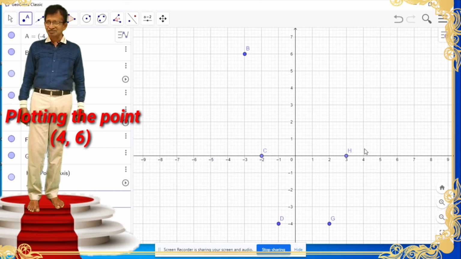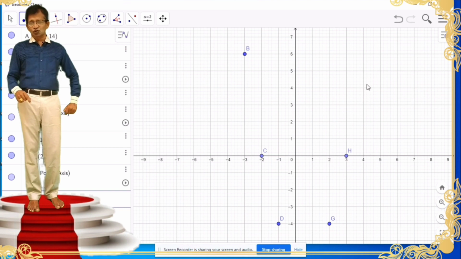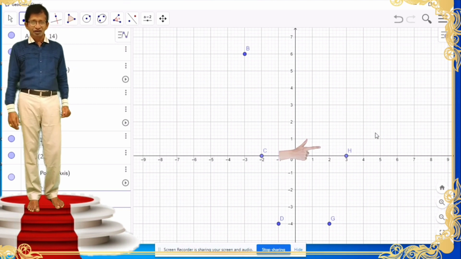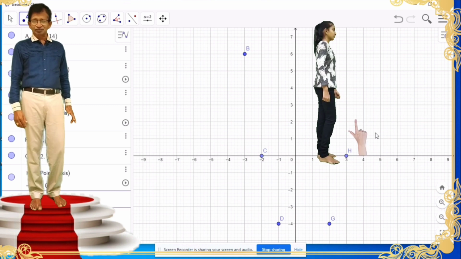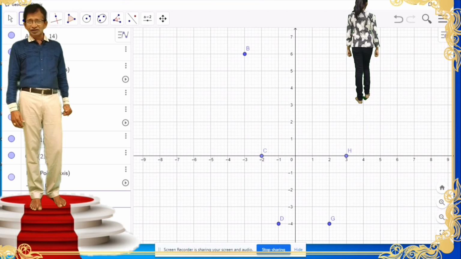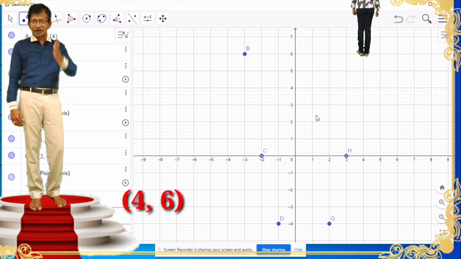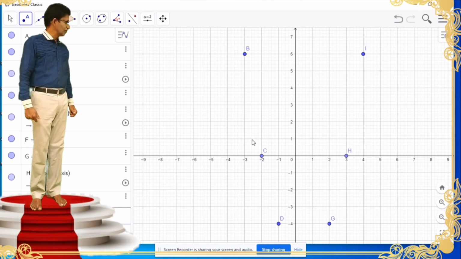Now plotting the point 4, 6. Start from the origin and move 4 units towards right and turn 90 degrees to left and move again 6 units upwards vertically. The point at this position is 4, 6.